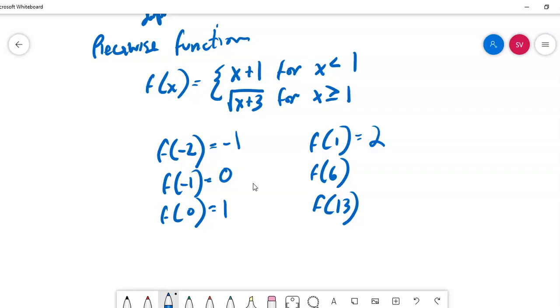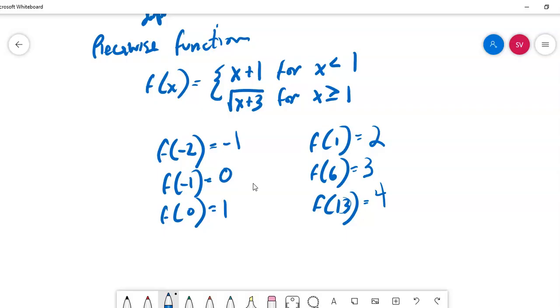Now let's plug in 6. 6 is greater than 1, so we have to use the second function here. 6 plus 3 is 9. Square root of 9 is 3. And let's look at the last one, 13. 13 is greater than 1, so we have to use the second function. 13 plus 3 is 16. Square root of 16 is 4.